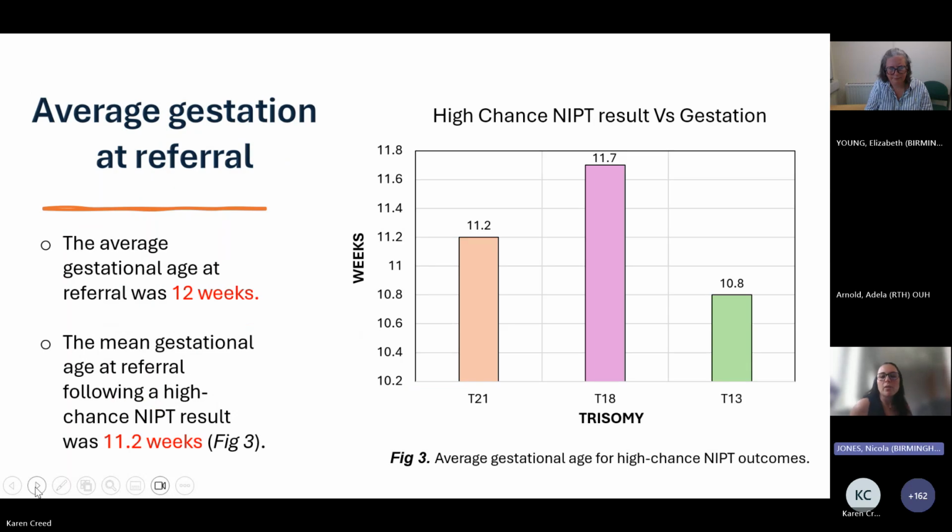And then we wanted to look at the average gestational age at referral. Across the cohort this was 12 weeks. The mean gestational age at referral in those women that received a high chance result was 11.2 weeks. This bar chart again shows that the average gestational age at referral was highest in those women that received a high chance trisomy 18 result, and the average gestational age was lowest in those women who received a high chance trisomy 13 result.